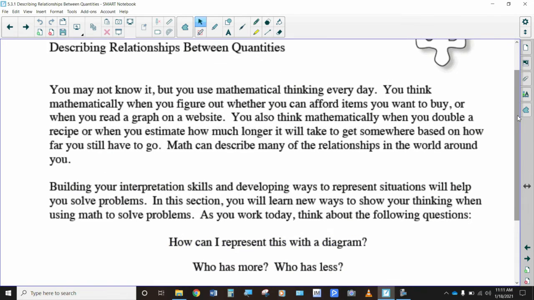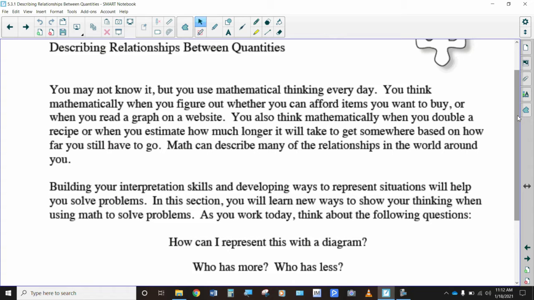Okay, so you may not know it, but you use mathematical thinking every day. You think mathematically when you figure out whether you can afford items you want to buy, or when you read a graph on a website. You also think mathematically when you double a recipe, or when you estimate how much longer it will take to get somewhere based on how far you still have to go. Math can describe many of the relationships in the world around you.